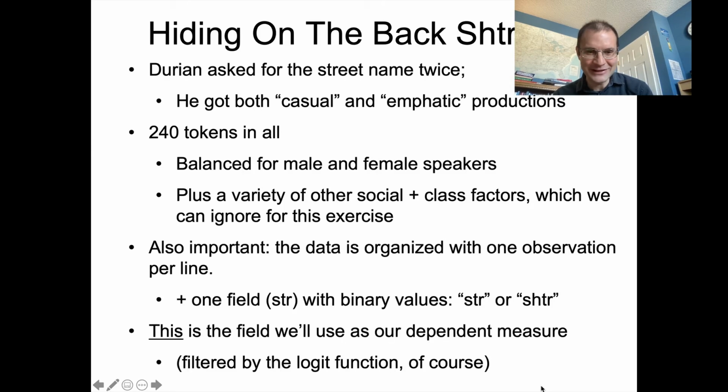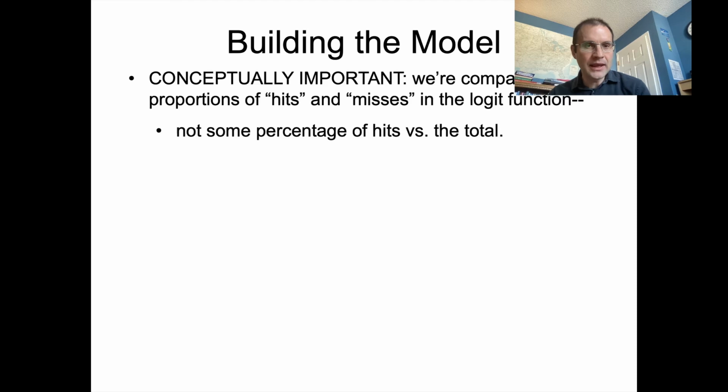He's doing it, like I said, guerrilla style. But either way, our dependent measure is whether this said stra, which is a 0, or stra, which is a 1. And so what we're going to do is compare the proportions of hits and misses in the Logit function. So the proportion of stra productions and the proportion of stra productions. And maybe if you want to think of the stra as a hit because something new is going on there, that's fine.